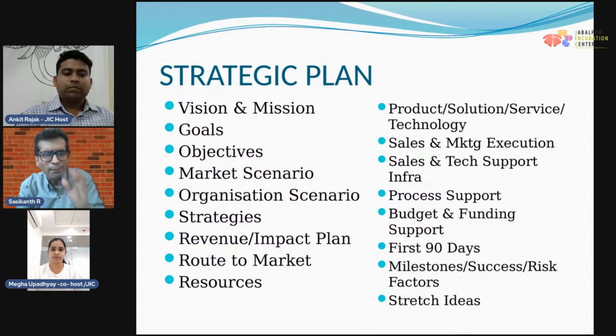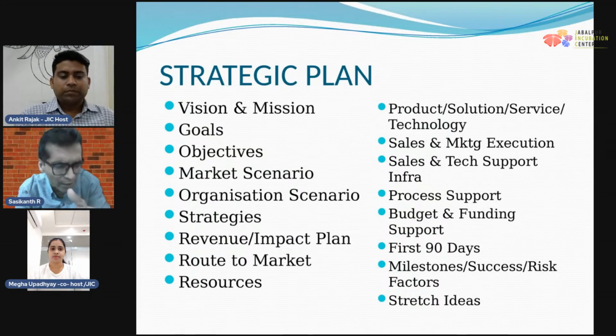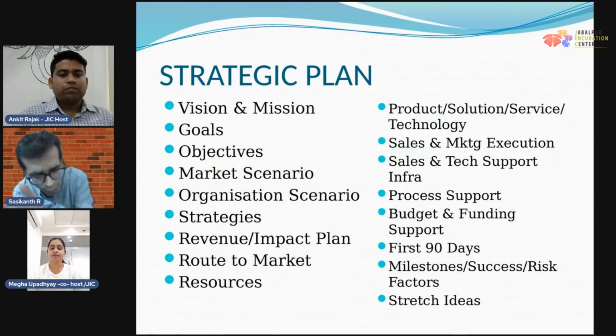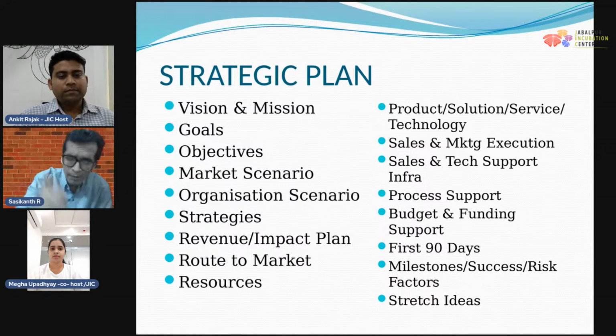Then coming to the milestone, success, and risk factors. Typically, any strategic plan needs to have milestones. Like I told you, right? In the first 90 days, you will do it. But what after that? What will you do in 6 months' time? What will you do in 9 months' time? What targets will you cross in 12 months' time? What will be the second year's possible targets that you want to plan? So those will be the milestones that you will be entering. Success factor is, for example, appointment of CXOs, Chief Operating Officer.